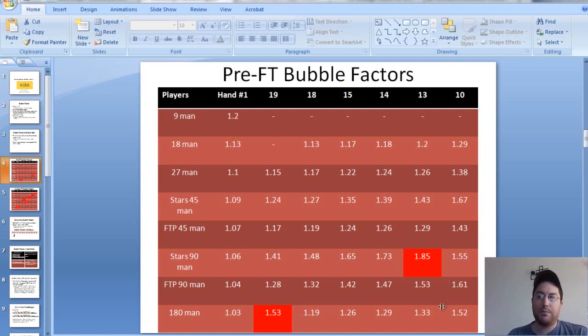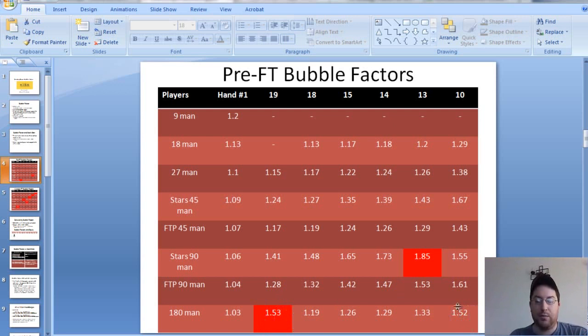But there is a pay jump from the 10th spot to getting into the final table of having 9 players left. And because there's that next pay jump, it's almost like you have another bubble when you have 10 players left in a 180-man game, because you can see it starts increasing a little bit, but it drops down. Then you get to 1.52. It's almost exactly the same as the money bubble at the final table.